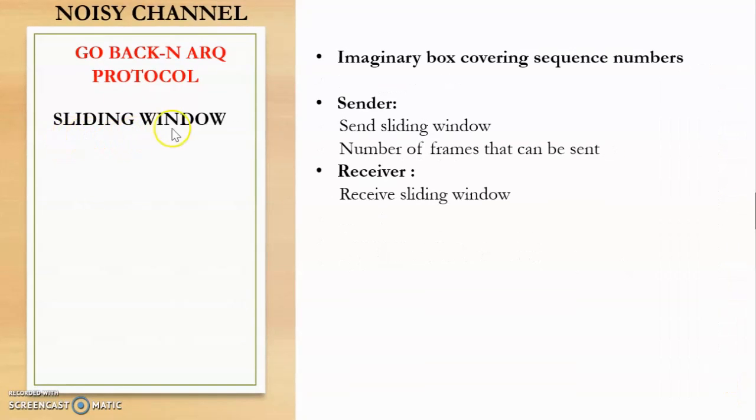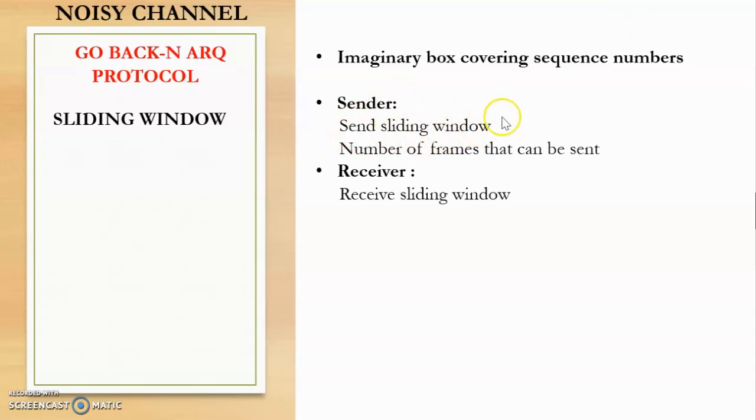Next let us discuss sliding window in Back N ARQ protocol. This sliding window is basically an imaginary box covering the sequence numbers. Now we know that in Back N ARQ multiple frames will be sent at a time. So as a result the sender will have a send sliding window.